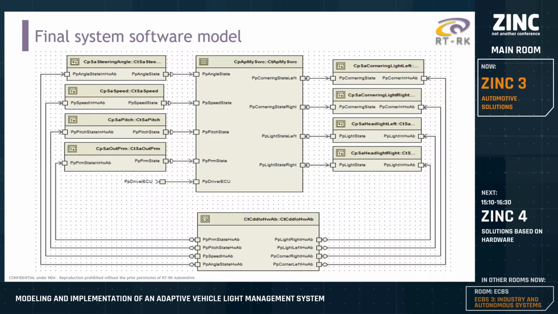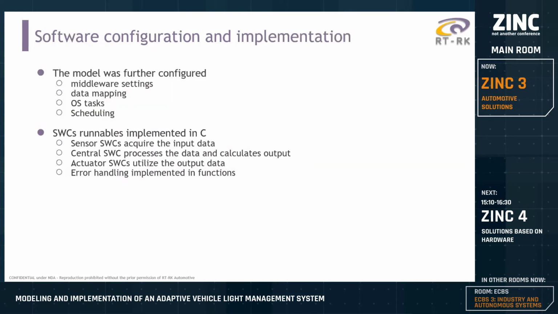The system software had to be further configured. This was only a model until now. Now the configuration includes setting some behavioral rules, the runtime environment, and the middleware layer. Also, some OS tasks were made as they are needed for runnables to be executed in, and the tasks were scheduled, so the execution order was set.